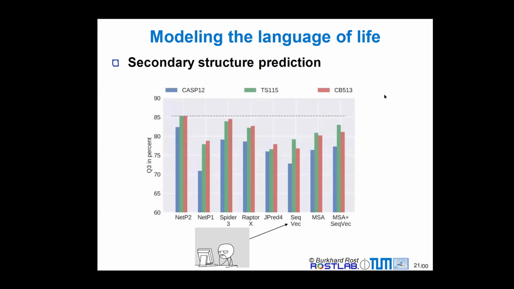So we applied this concept for secondary structure. Here you see along the y-axis the 3-state accuracy for predicting alpha helices, beta sheets, or other. And here we have 3 test sets: CASP12, TS115, and CB513. Here you see a bunch of methods that reach something like state-of-the-art performance. They all use evolutionary information. They all use the explicit database search I introduced at the very beginning. So they always search the query protein against some large reference database.